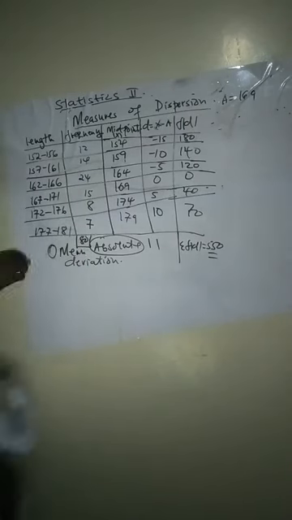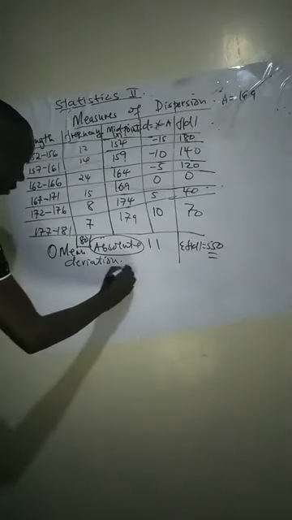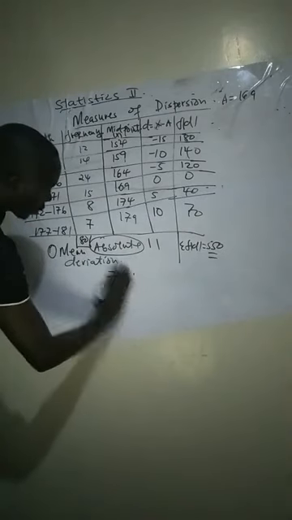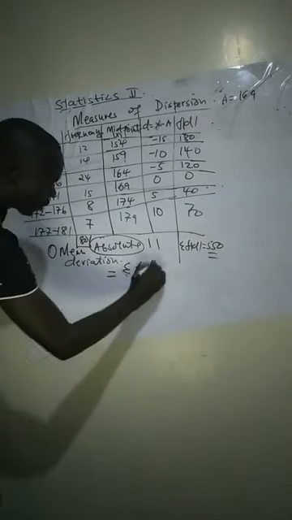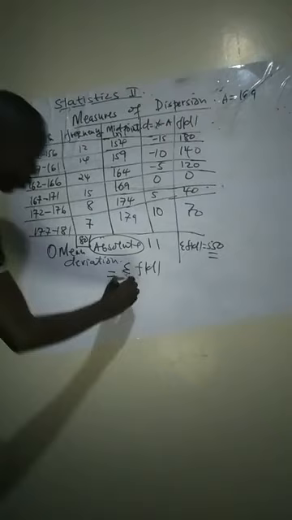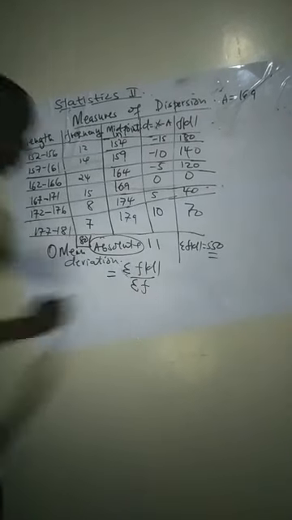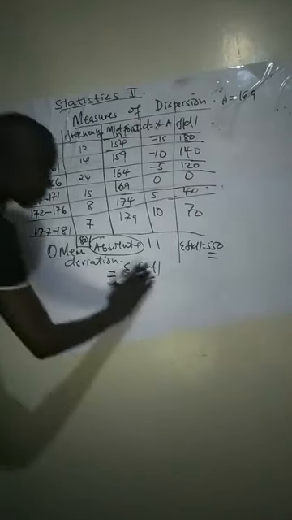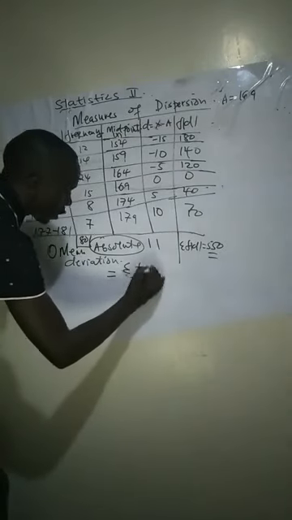This should be 80. So when you're told to find the mean absolute deviation, you'll take 550. That is the summation of FD absolute over the summation of F. That is the mean absolute deviation. Let me indicate this one a little bit clearer.